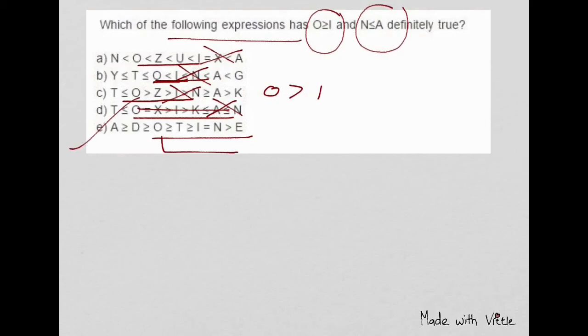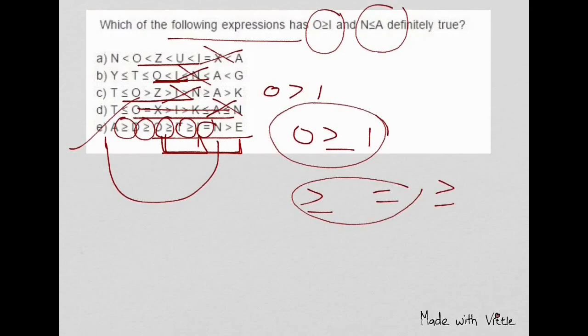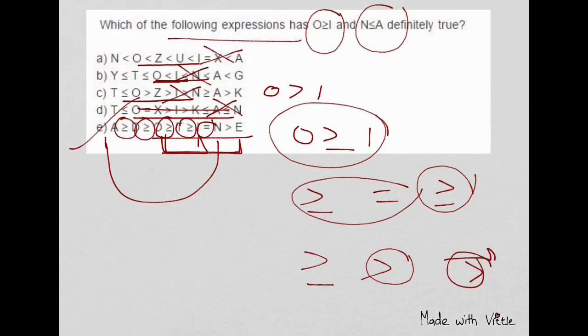If you check also, between 0 and I, so I is there. 0 greater than equal to I is preserved. That is the definite conclusion. N less than equal to A. If you see between these two, all are less than equal to, means less than equal to with equal to. So anyway, less than equal to and equal to will result in less than equal to. But if you go with less than equal to and less than, then you will have this. You cannot say that. So that's why here the option is E.